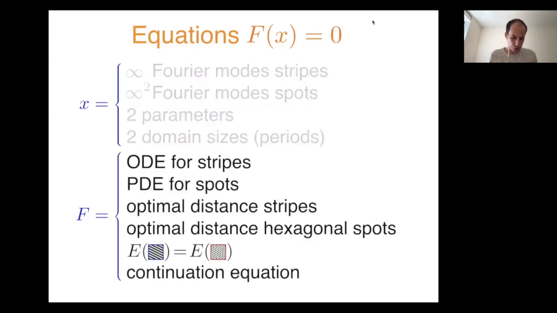And what equation do I need to solve? Well, an ODE for the stripes, because although I started out with a PDE, it reduces to an ODE because it was only one-dimensional. A PDE for the spots, and there's some equation that describes that the distance between the stripes is optimal, an equation that describes that the distance between the spots is optimal, an equation that describes that the energies of the stripes and the spots are equal, and then finally, because I'm trying to find a curve of solutions, there's a technicality where I also have another equation, the so-called continuation equation, that picks just one point on this line.